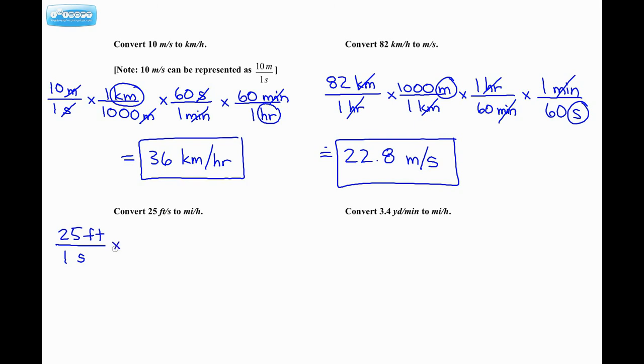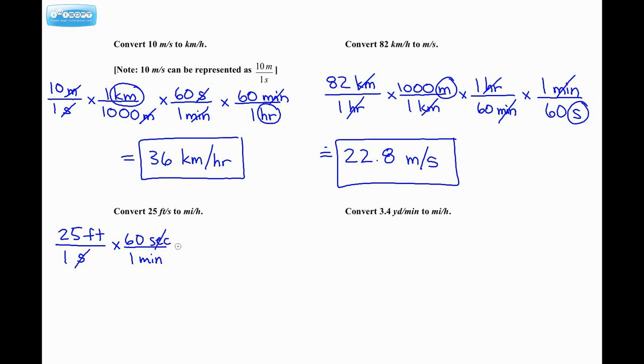And you know what? Just to illustrate my point earlier, I'm actually going to convert the units of time first, because again, it doesn't matter. I want to go from seconds to hours. So the seconds are already on the bottom. So that means I have to put 60 seconds up here, per 1 minute. Okay, so those will cancel.